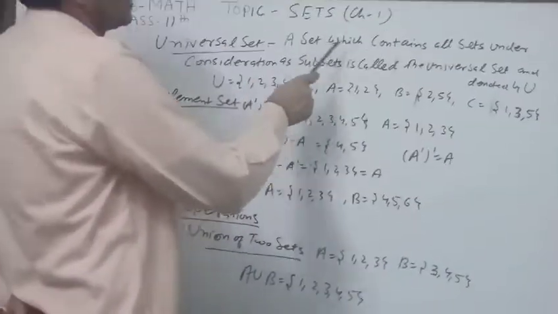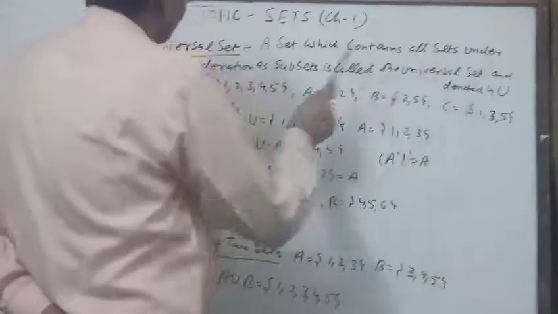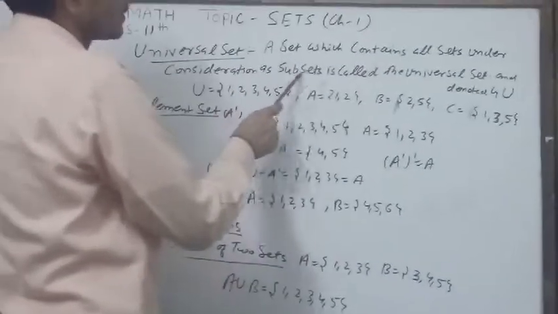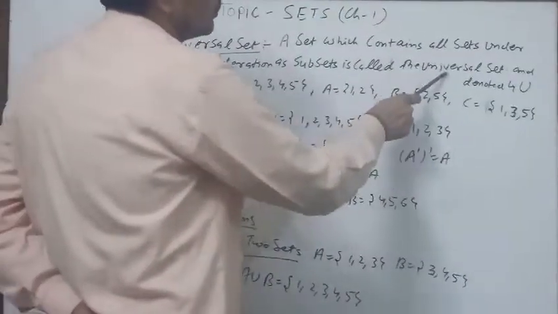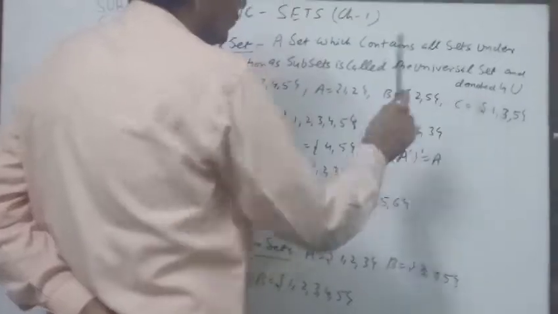Universal set: a set which contains all sets under consideration as subsets is called the universal set and is denoted by U.